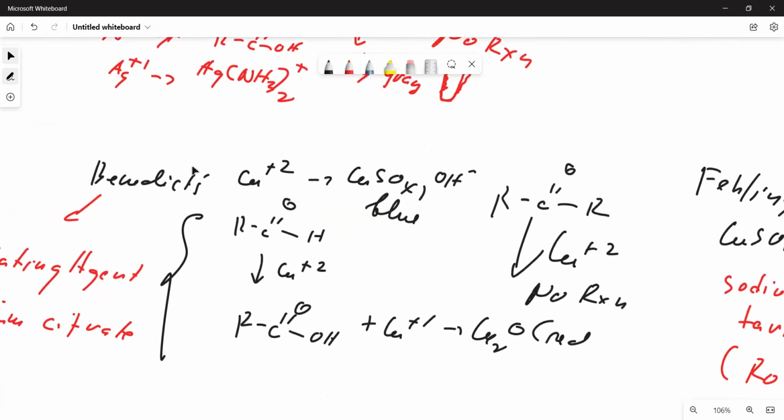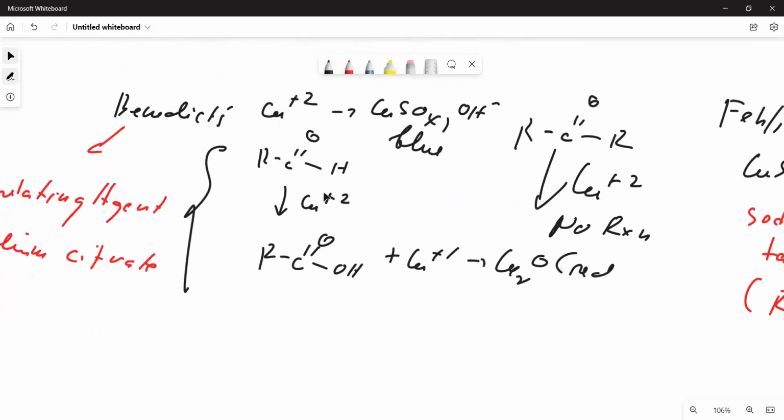Another oxidizing agent is Benedict's reagent. In Benedict's reagent, the active reagent is copper +2 in the form of cupric sulfate in basic medium, and the color of this one is blue. If you add Benedict's reagent to aldehyde, again, this will be replaced, resulting in carboxylic acid, and your copper +2 will be reduced to copper +1 in the form of cuprous oxide, which is red. Now, if you use Benedict's for ketone, again, no reaction.